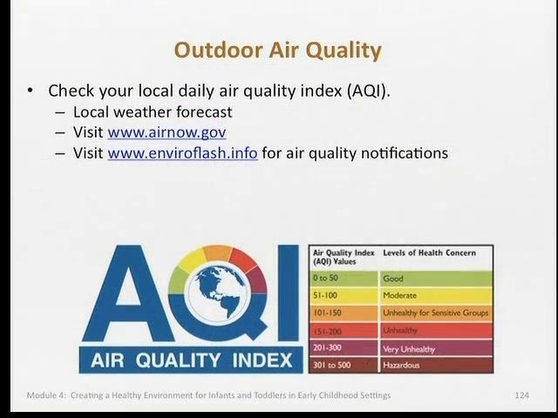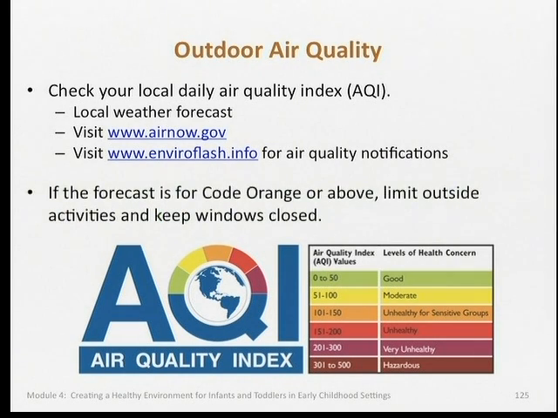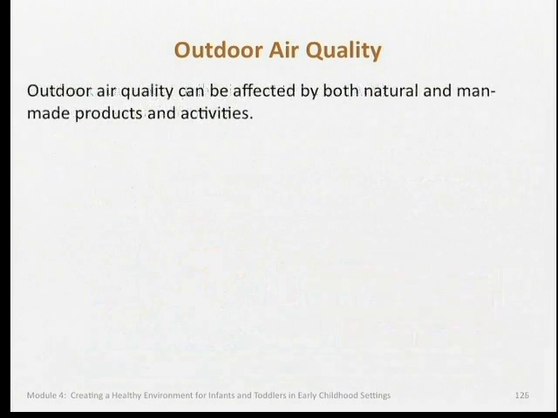Air Quality Index forecasts may be included in your local weather forecast, provided through various media such as television, radio, and newspapers. You can also access the local Air Quality Index forecast online at www.airnow.gov or at www.enviroflash.info. If the air quality index is code orange or above, then limit outside activities and keep windows closed. Outdoor air quality can be affected by both natural and man-made products and activities.